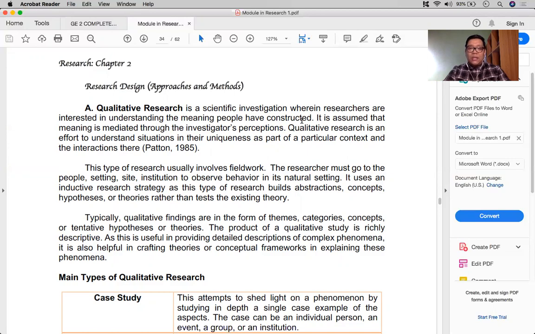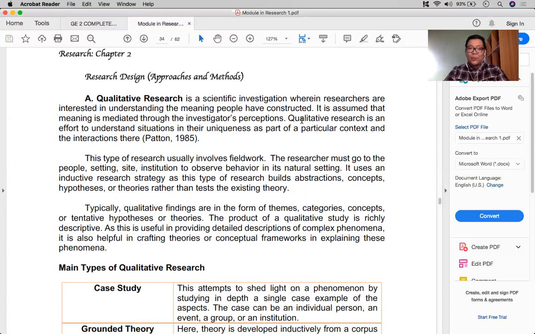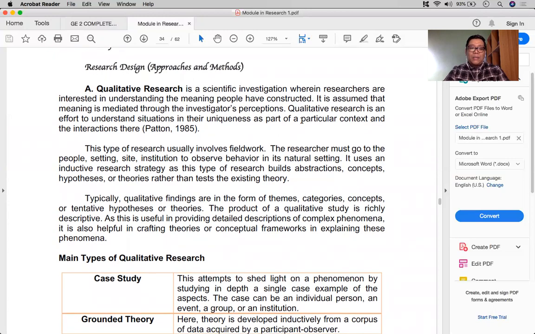Qualitative research means that we have to go deeper, delve into the experiences, the feedback, the perspectives of people, so that you could really understand the phenomenon being studied. So this type of research usually involves field work. And it's not just any field work, it's rigorous field work because you need to substantiate your data very well. The researcher must go to the people, setting, sites, institution to observe behavior in its natural setting.